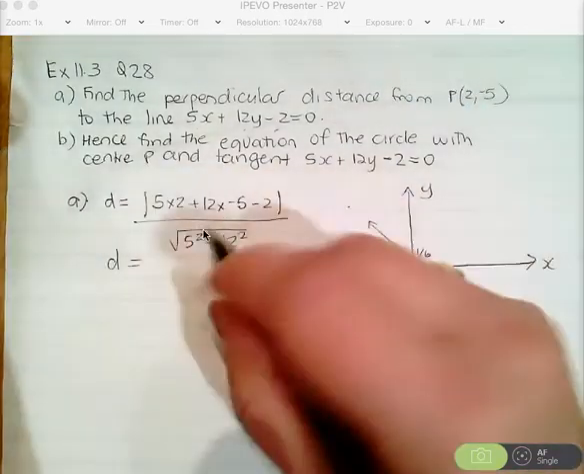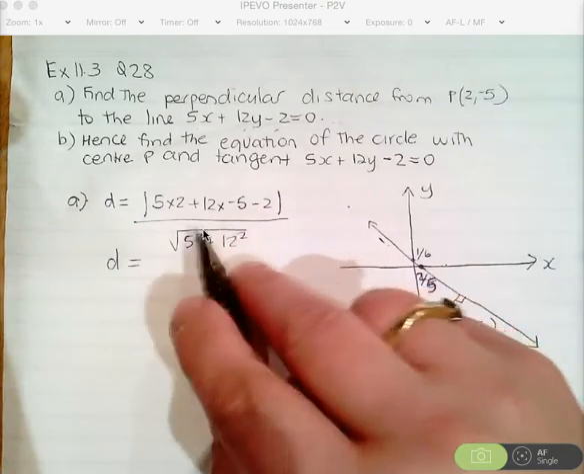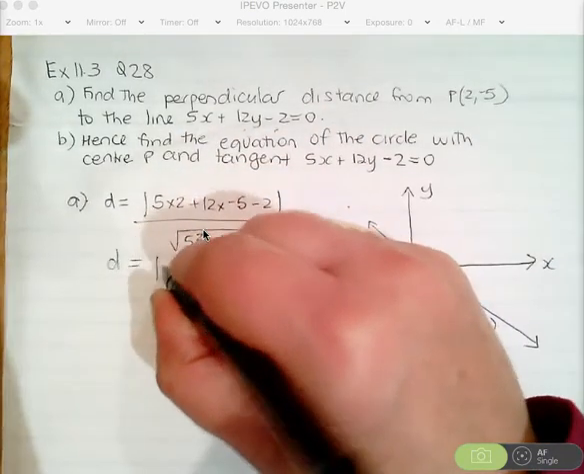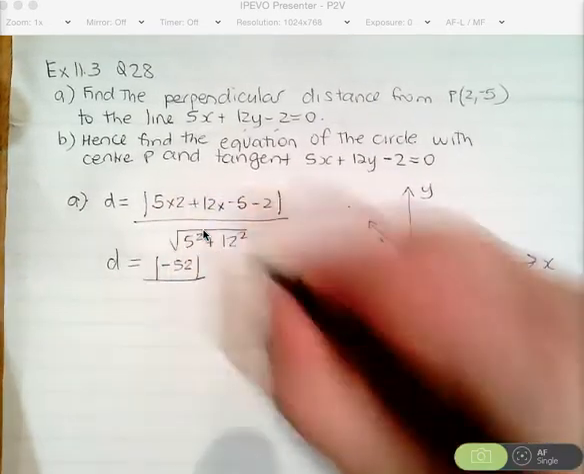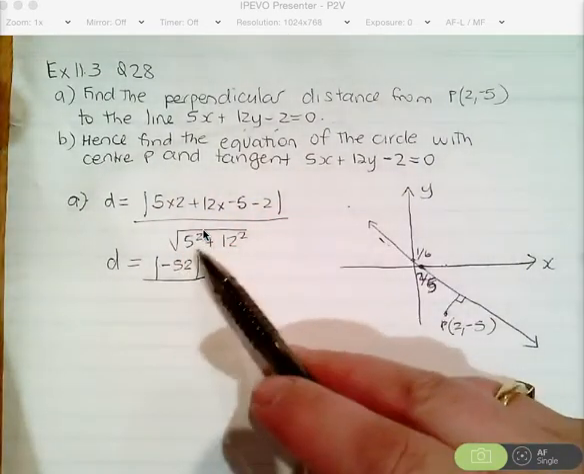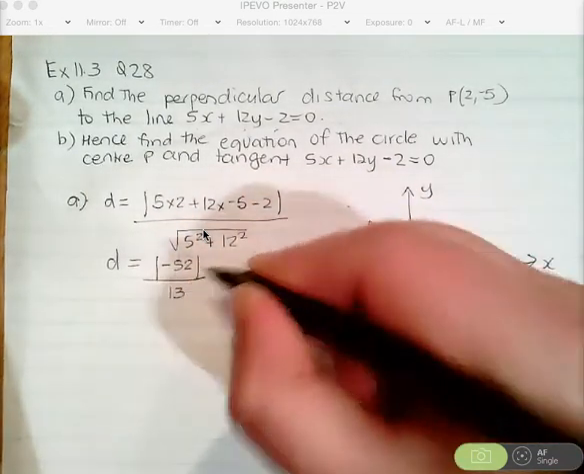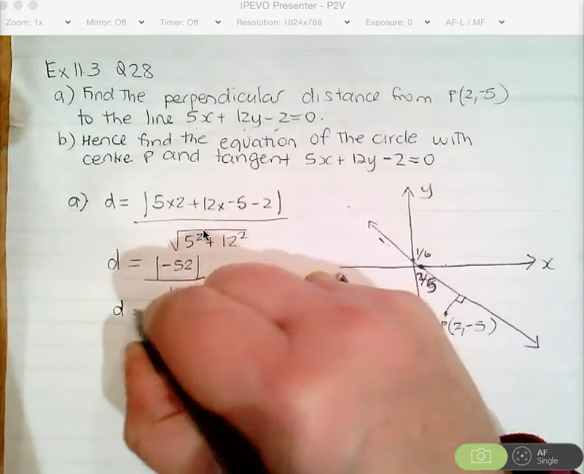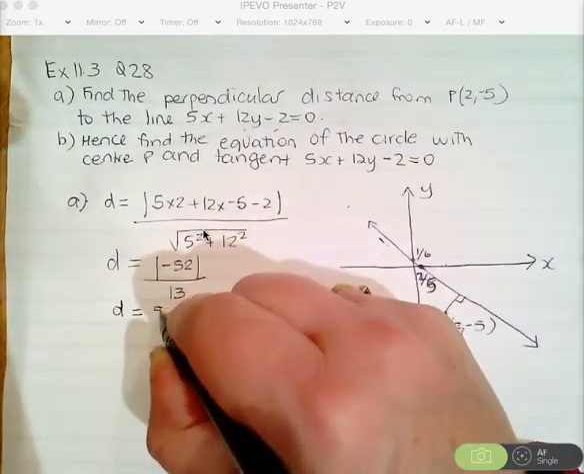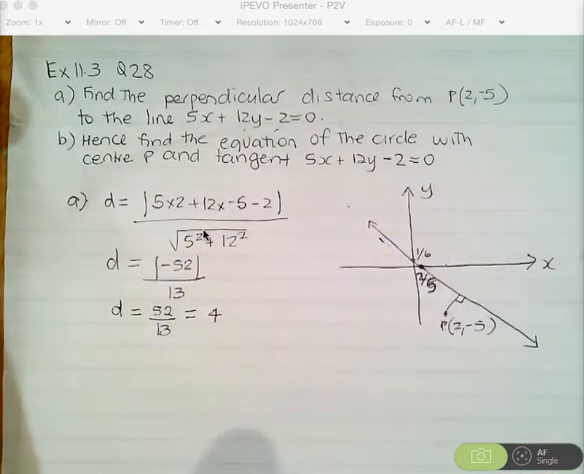So that perpendicular distance is 10 minus 60 minus 2. So it's 10 minus 62, which is the absolute value of -52 over the square root of 5 squared plus 12 squared. Look, this is a triad, 5, 12, 13. The answer will be square root of 169, which is 13. So therefore, the distance is the absolute value of 52 over 13, and that distance is 4 units.